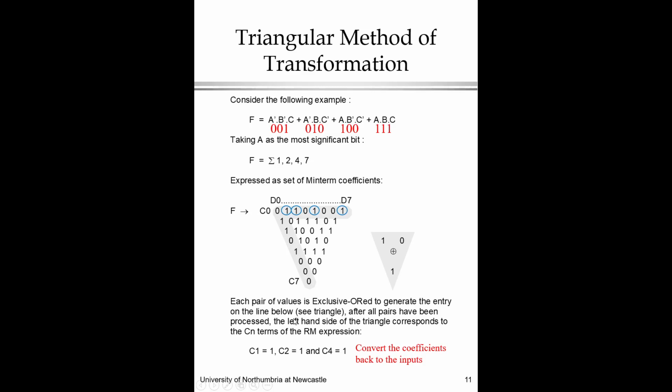So now we're going to label those that we have 1. Okay, we'll only look at those that we have 1. Right here, C1 is 1, C2 is 1, and C4 is 1. Right? C1, C2, C4 is 1. So we are going to convert these coefficients back into the input form. Okay, what does that mean by this? We'll look at the next slide.